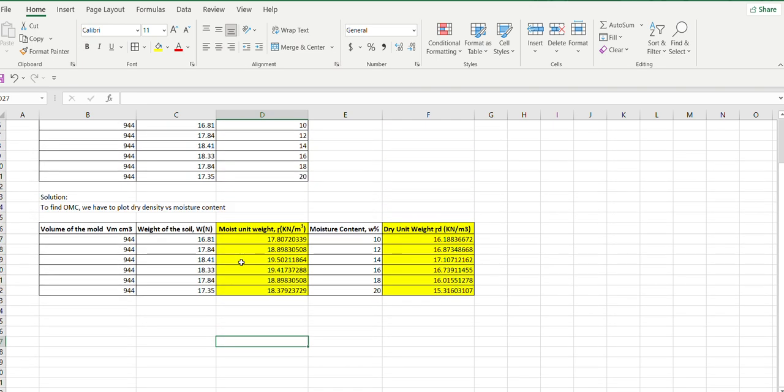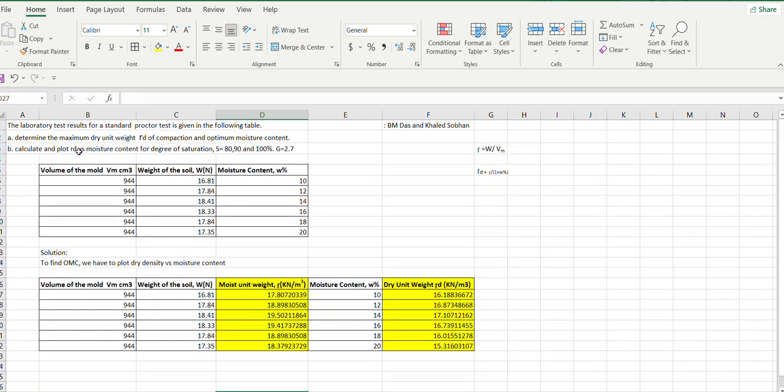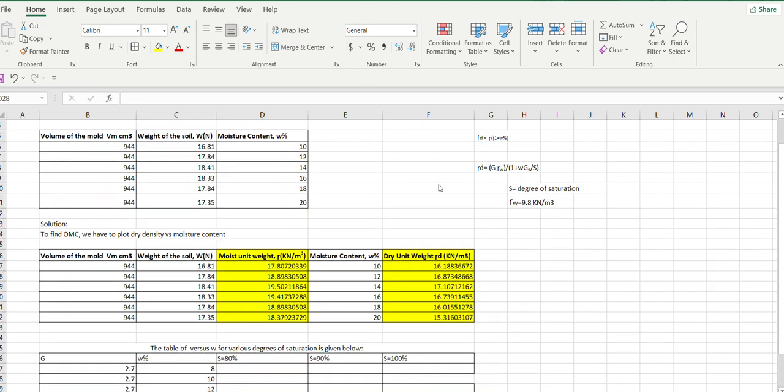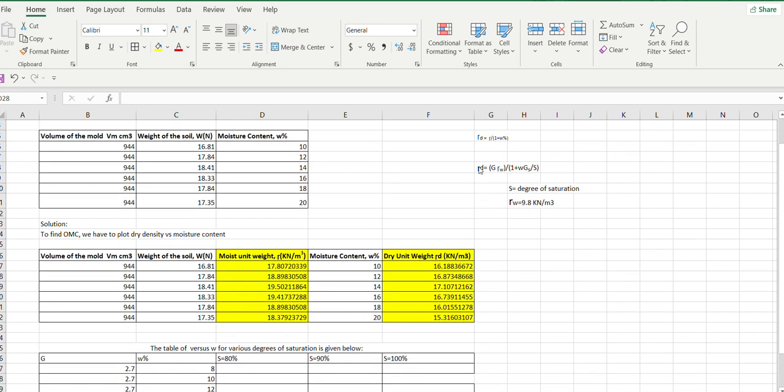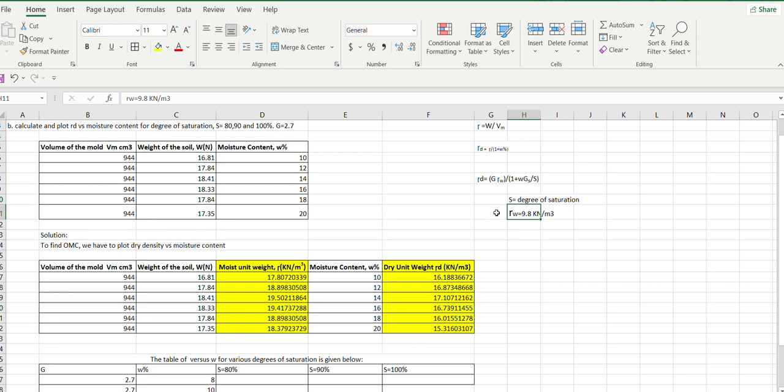After that, we have to find out the dry density versus moisture content for degree of saturation S equal to 80, 90 and 100%. For that, we need the formula for the given degree of saturation. In order to find out the dry density, we have to use this formula here. Gamma D, that is dry density, is equal to G gamma W divided by 1 plus w G S by S, where S is the degree of saturation and gamma W is the unit weight of water.